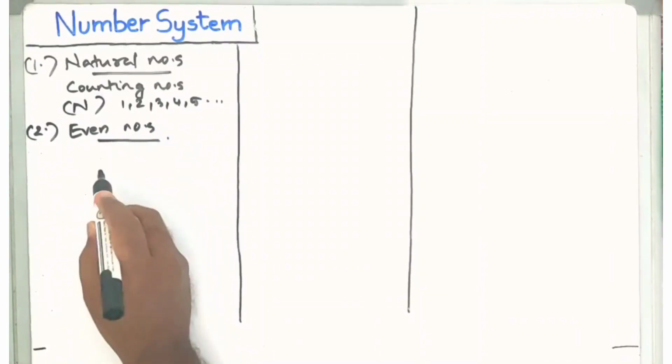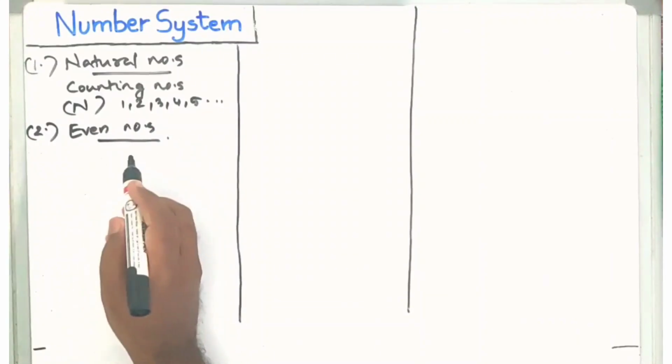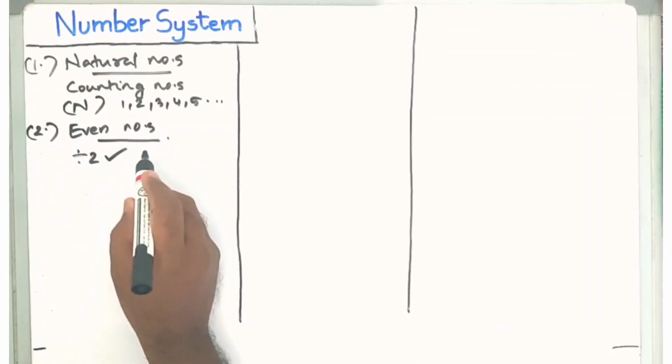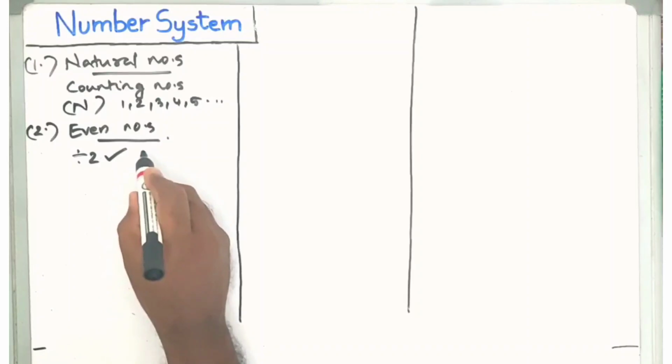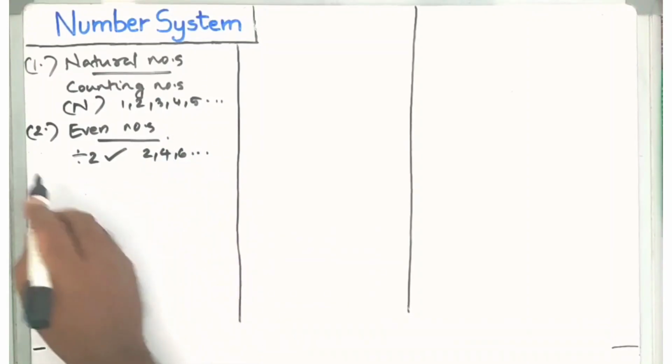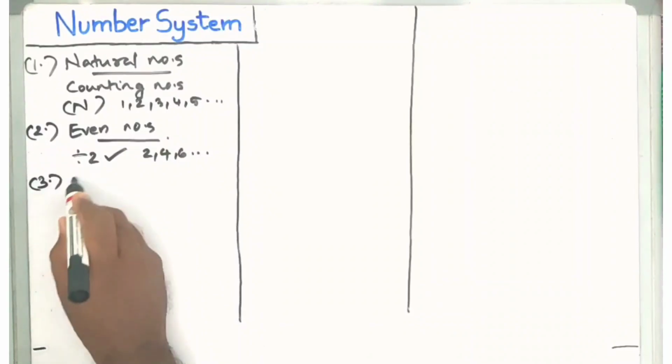Then the second type is even numbers. What are even numbers? The set of all natural numbers which are divisible by 2 are even numbers. So they are divisible by 2. Examples: 2, 4, 6, etc. are even numbers.